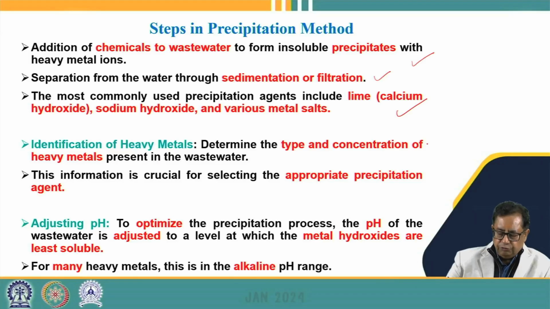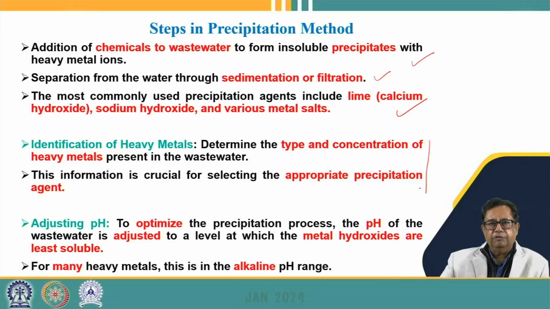So we have to first of all identify the heavy metal, what type of heavy metal is present in the wastewater, what is the concentration of the heavy metal that is present, and then we have to look for the appropriate precipitation agent that can be used for the optimum precipitation of such heavy metal.